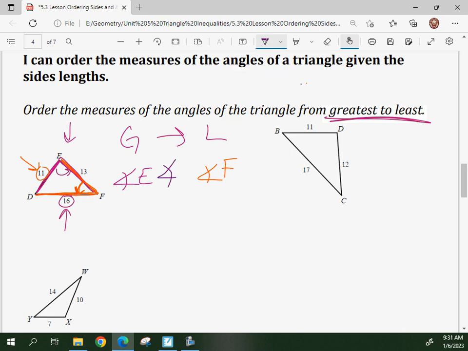If we were to measure these with a protractor, angle D would have a degree measure somewhere between E and F. Bigger than F, smaller than E. The mediumest angle of the three.